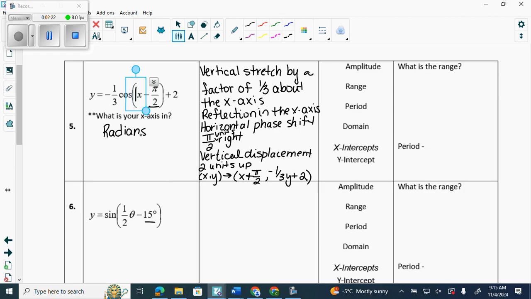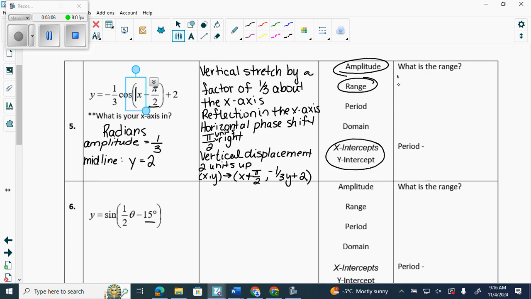So, does my amplitude change? What's my amplitude normally? 1, the absolute value of A, correct? What's the absolute value of this A? 1/3. So my amplitude equals 1/3. What's my midline? Y equals what? 2. Because normally it's 0. The only thing that can move my midline is that vertical displacement, correct? So did my amplitude change? Yes. My range? Yes. What about the period? No. What about the domain? X and y intercepts? Yes.